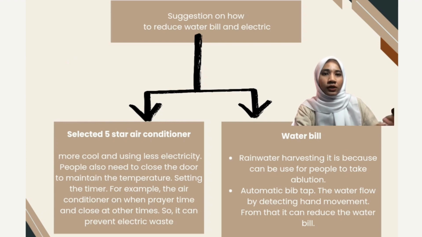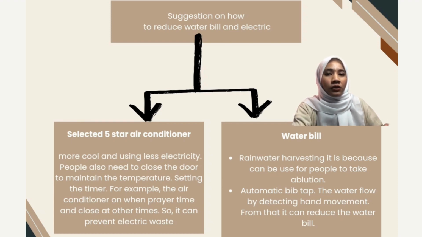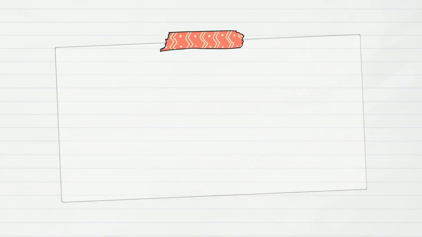The next one is the water bill. For the water bill, the staff should do rainwater harvesting. It is because rainwater harvesting can be used for people to take ablution, so the water bill can be reduced. For the tap, they can use an automatic tap which controls the flow of water using a sensor. The water will flow out once the sensor of the tap detects a hand movement or there's a tapping on the top of the tap, compared to a normal tap that keeps water flowing and wasting.